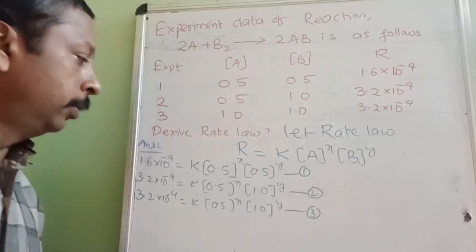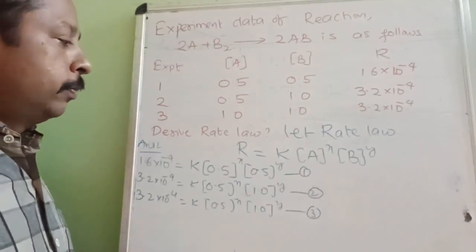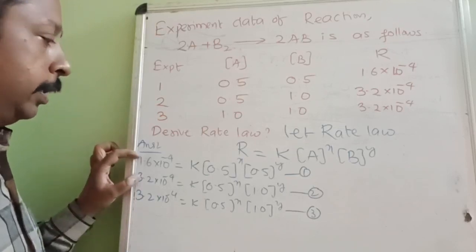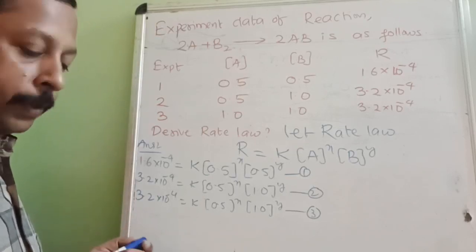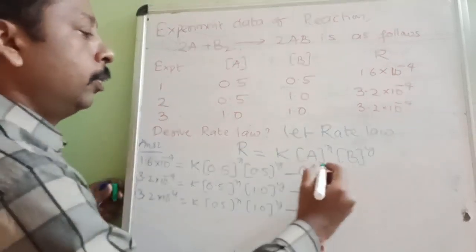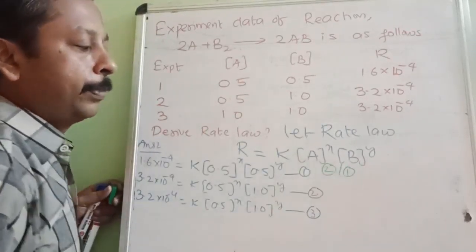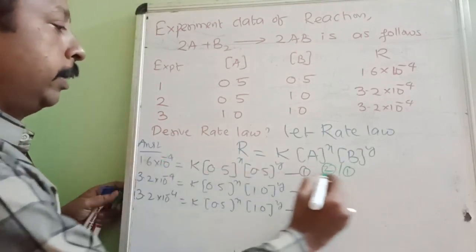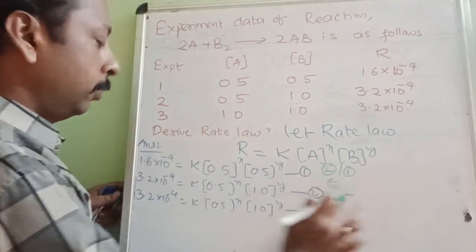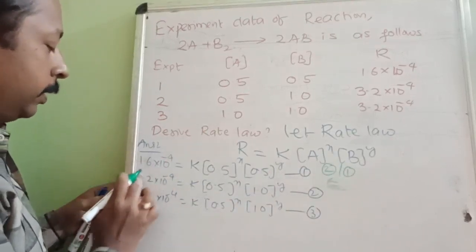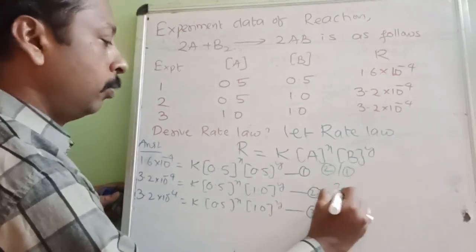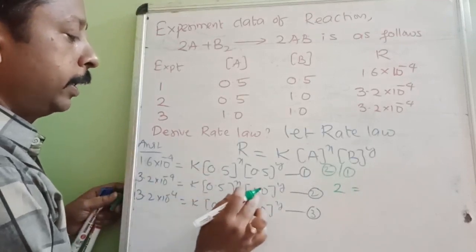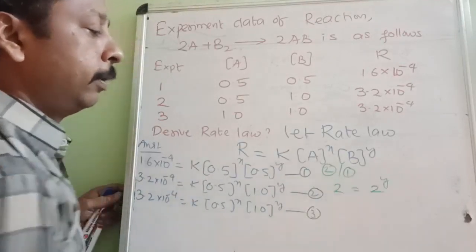Okay, so this is the equation. Now our aim is to find X and Y. For that, I am dividing equation 2 by equation 1. So this and this will get cancelled. 3.2 divided by 1.6 will give you 2 on this side. K and K get cancelled, and 0.5 to the power of X gets cancelled. And here it is 2 to the power of Y.